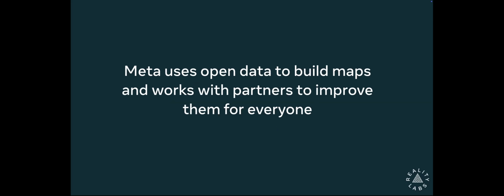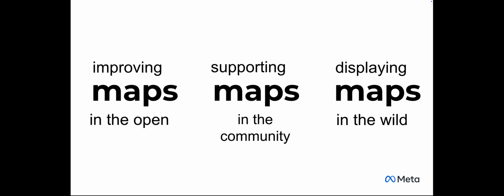Let's start with Maps at Meta. Meta uses open data to build maps and works with partners to improve them for everyone. Whatever we are building, we are sharing publicly with the community. We are improving maps in the open, which means that we are doing our edits on OpenStreetMap directly, making sure that we are running quality checks, and then fixing OSM data straight on OSM.